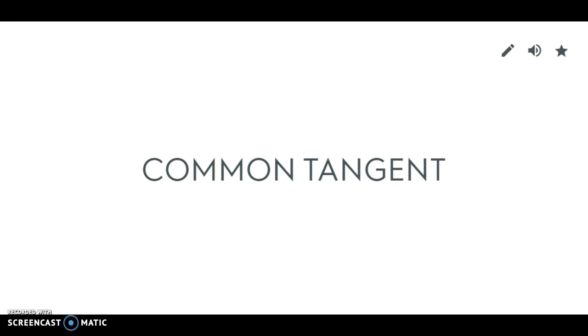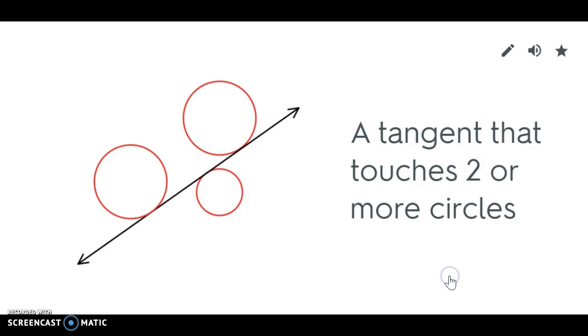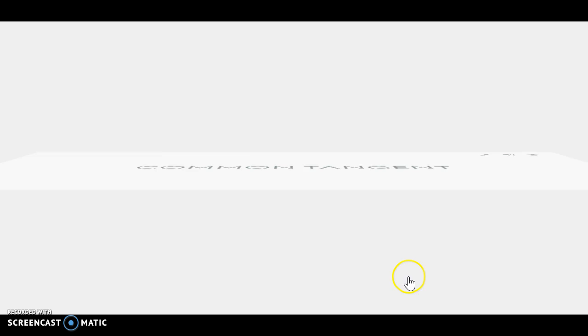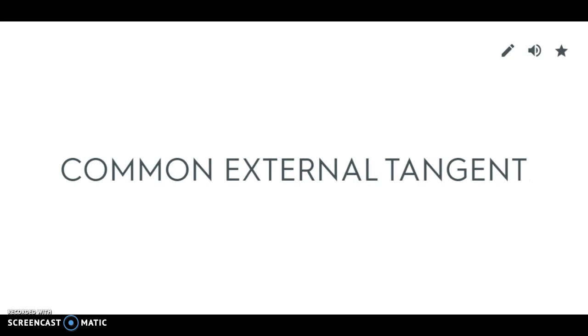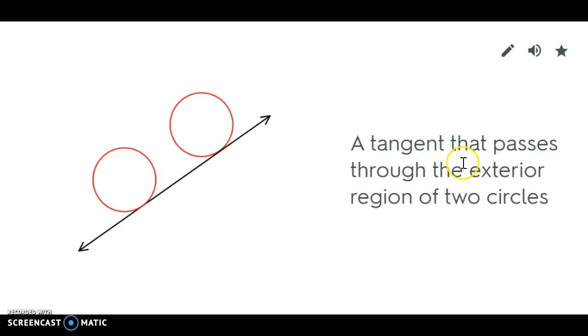A common tangent. A common tangent is a tangent that touches one or more circles. And so here's an example of a tangent that touches 3 circles. So that line is a common tangent. When you have common tangents, you have 2 types. You have a common external tangent, and a common external tangent passes on the exterior region of the 2 circles.